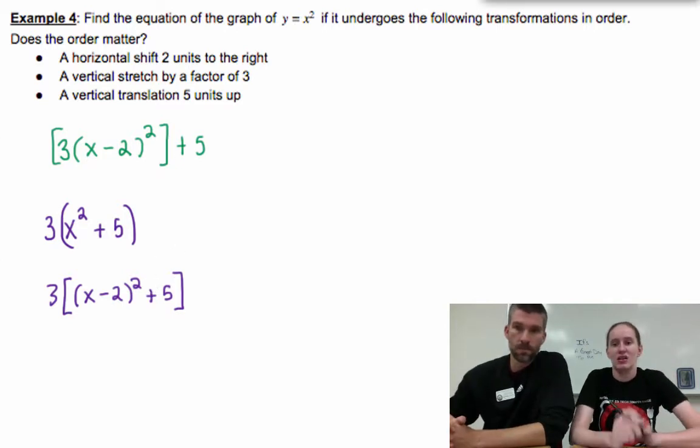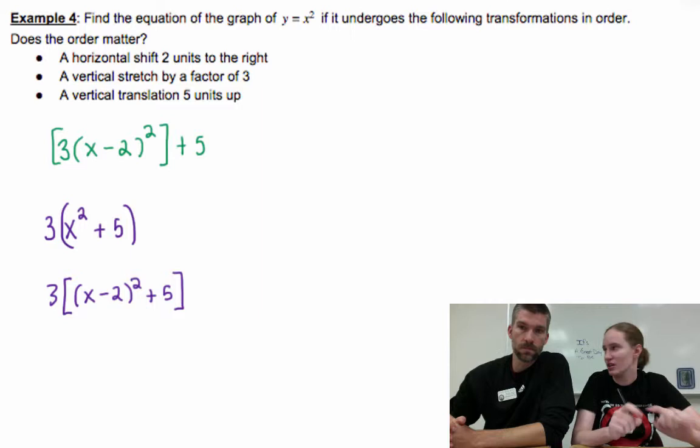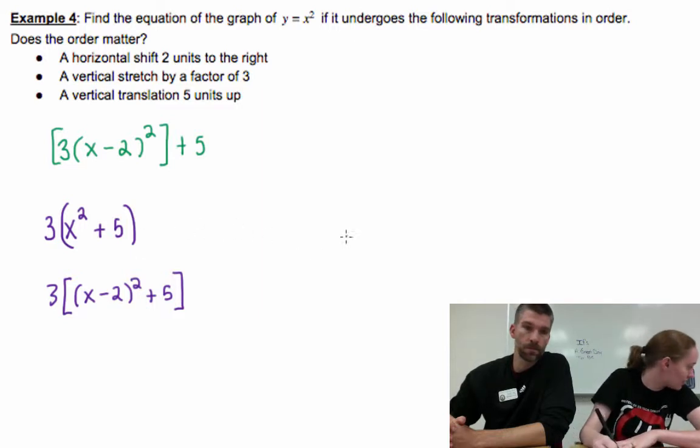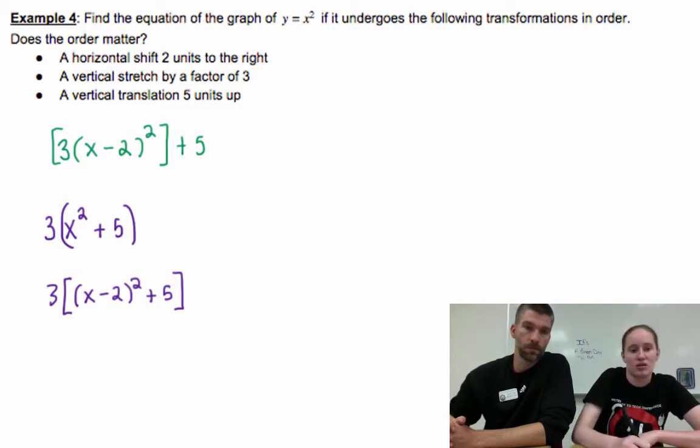We could actually FOIL it out and figure out what it is. If you do that, the first one gives you 3x squared minus 12x plus 17.